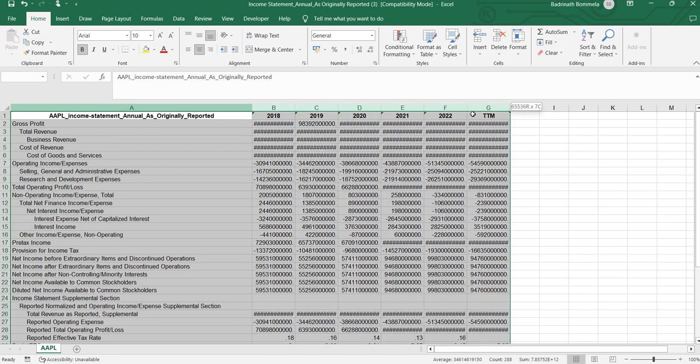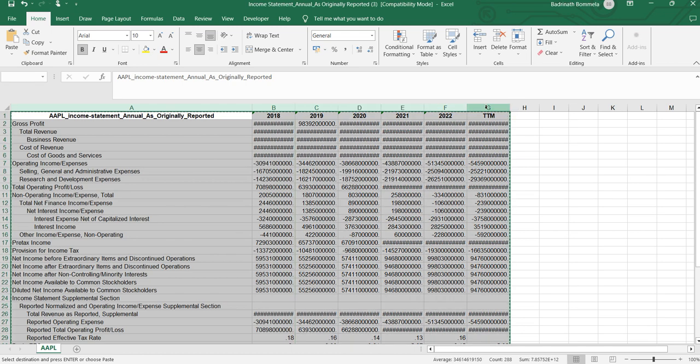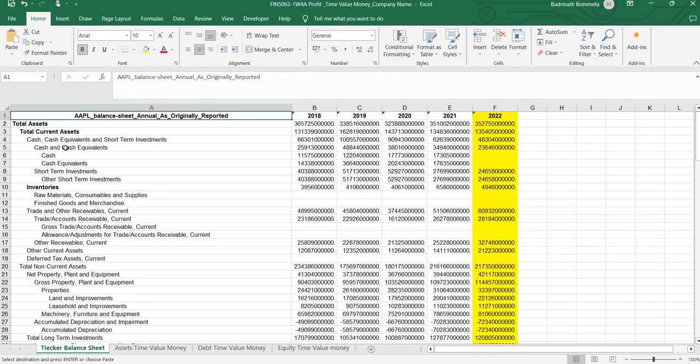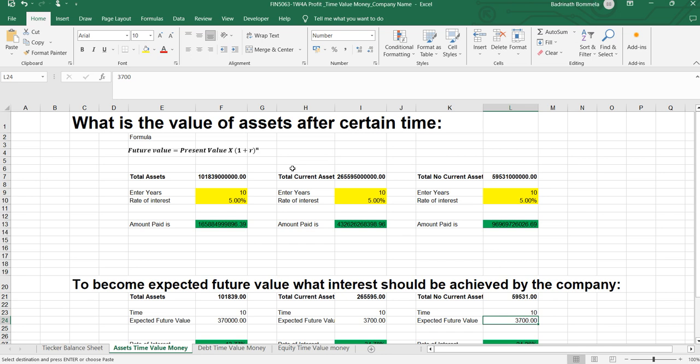Just copy A to G or A to F. TTM is not required, so you copy A to F. Otherwise, you can also take up to TTM. Just copy by clicking here, the whole column, 1, 2, 3, and up to G. Now just come here and paste it over here. Okay, the values are pasted. Simply when you open this one here, the relevant values are automatically taken by the sheet. This model is created by me, so it automatically takes the values.